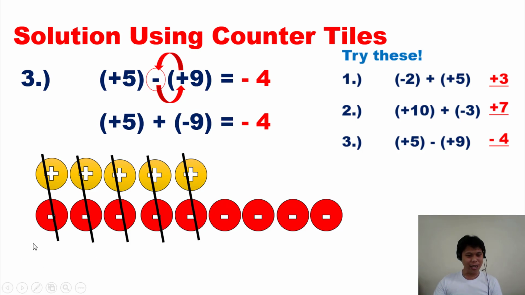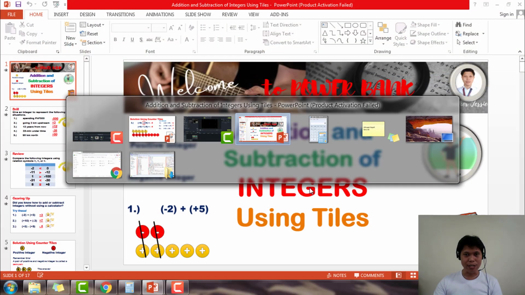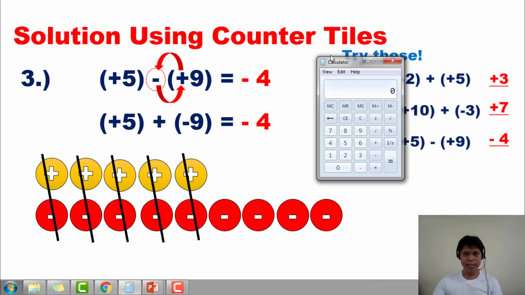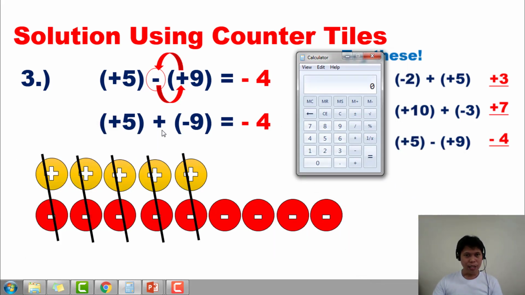By the way, if you are not convinced or not sure with your answer, we can check using our calculator. So let's try to check using a calculator. Okay? So this time, we'll use this one. Positive 5, okay, 5 is positive. And then minus 9, minus positive 9. Okay, so 5 minus 9 is negative 4.